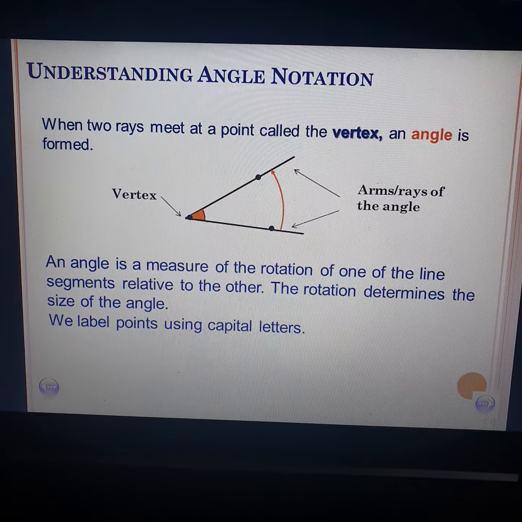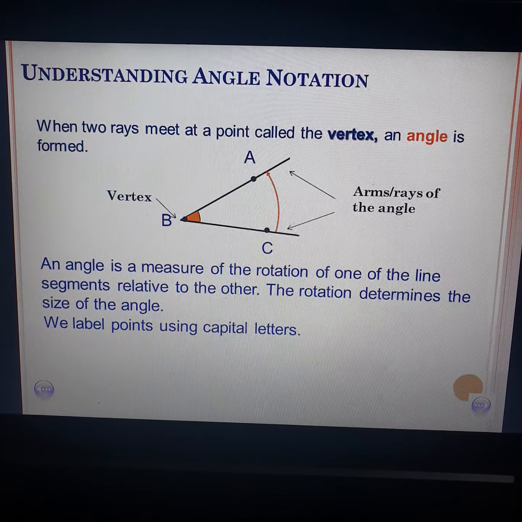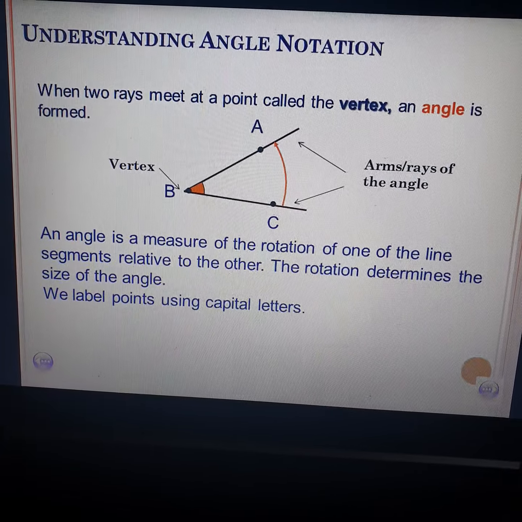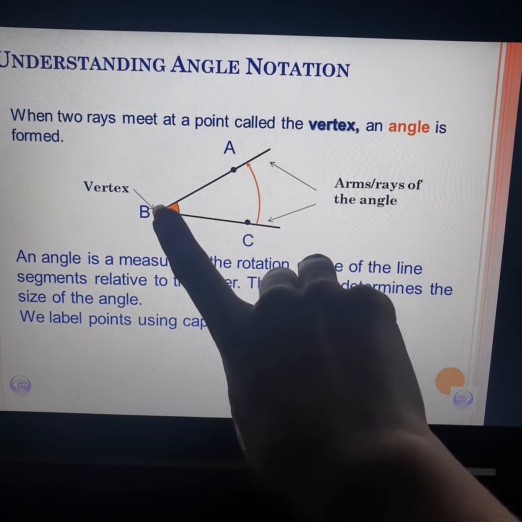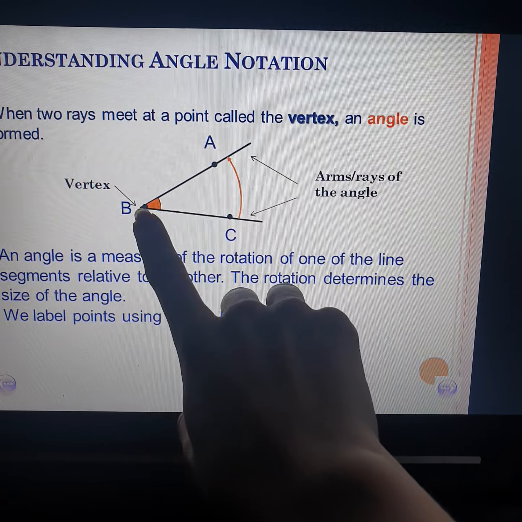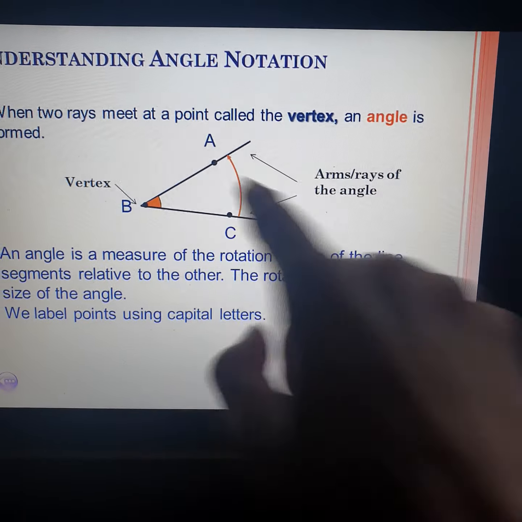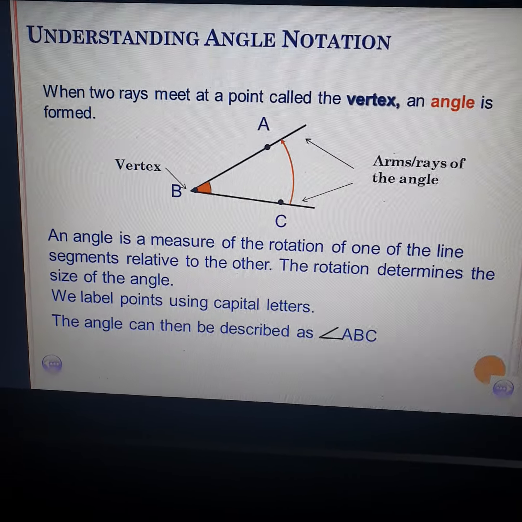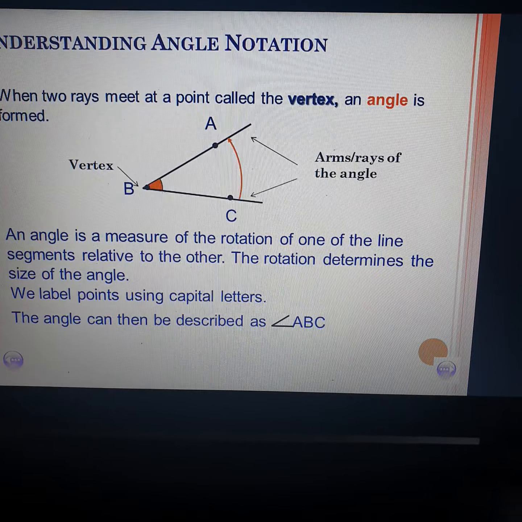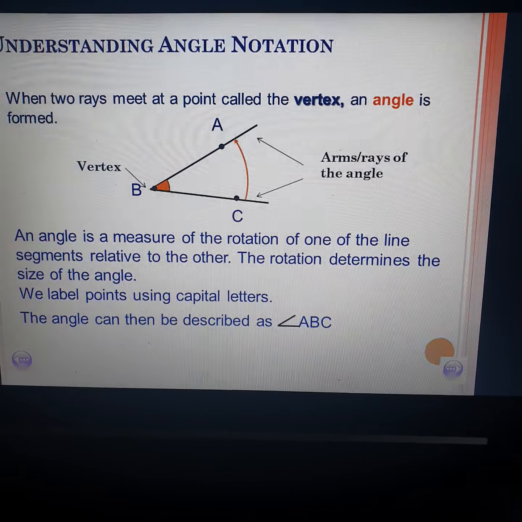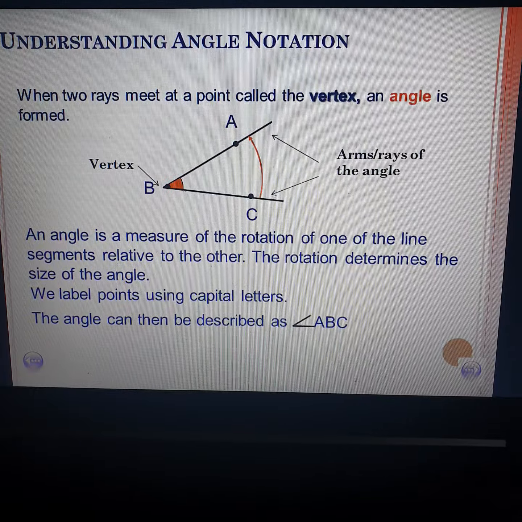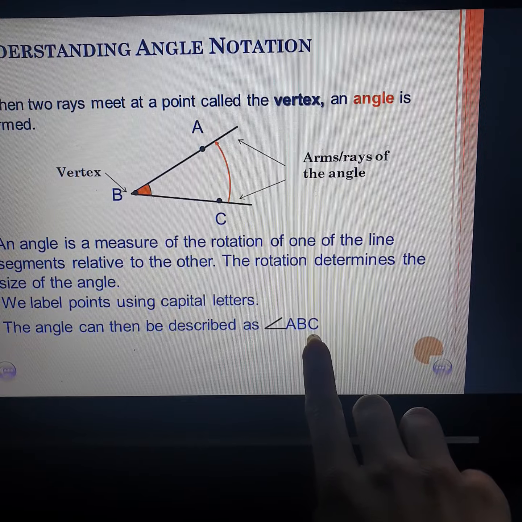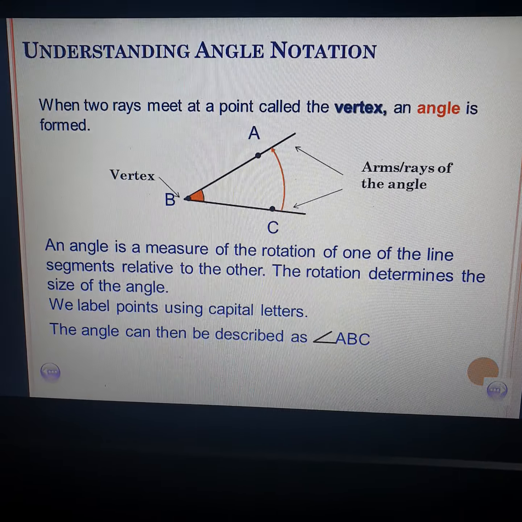We label points using capital letters, right? So say we label all the corners. This is the vertex or corner, which passes through another point on to infinity, and an angle is formed. So we label them with capital letters. And the angle can then be described with the symbol that looks like an angle, angle ABC. What you notice is that the letter that's beside the angle is in the middle here. So we wouldn't say angle BAC, we'd have to say angle ABC.